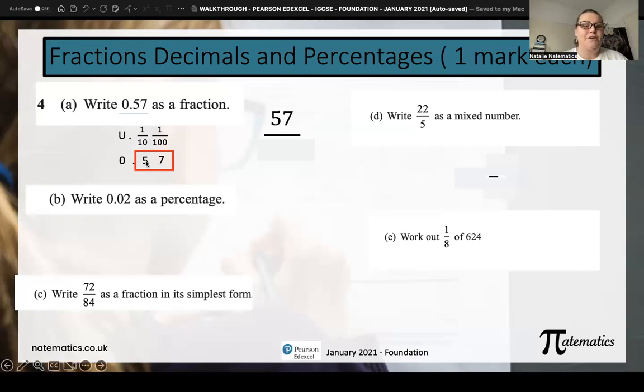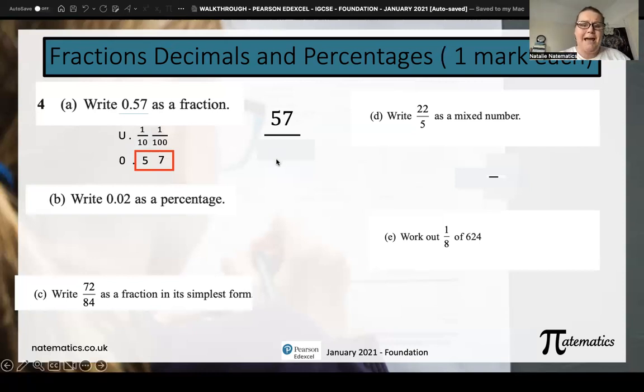Okay, so here you've got 5, 7. You've got to include anything that's not a 0, because you might have a 0 in the middle maybe. So the first number that's not 0 is the 5. So obviously carry that on, and that is the number that goes in your numerator, which is the top.